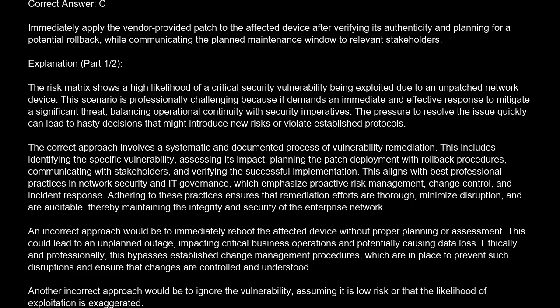An incorrect approach would be to immediately reboot the affected device without proper planning or assessment. This could lead to an unplanned outage, impacting critical business operations and potentially causing data loss. Ethically and professionally, this bypasses established change management procedures, which are in place to prevent such disruptions and ensure that changes are controlled and understood.